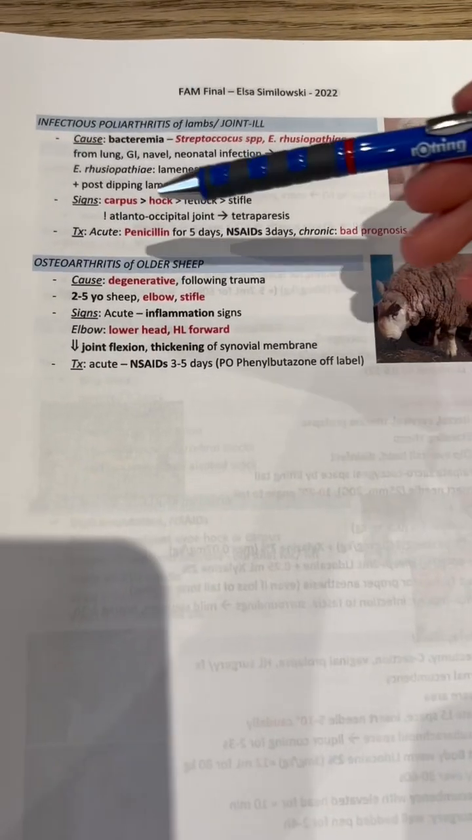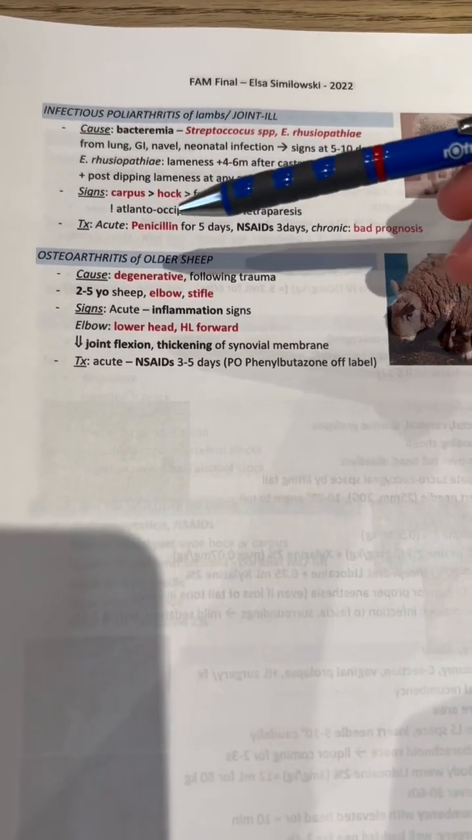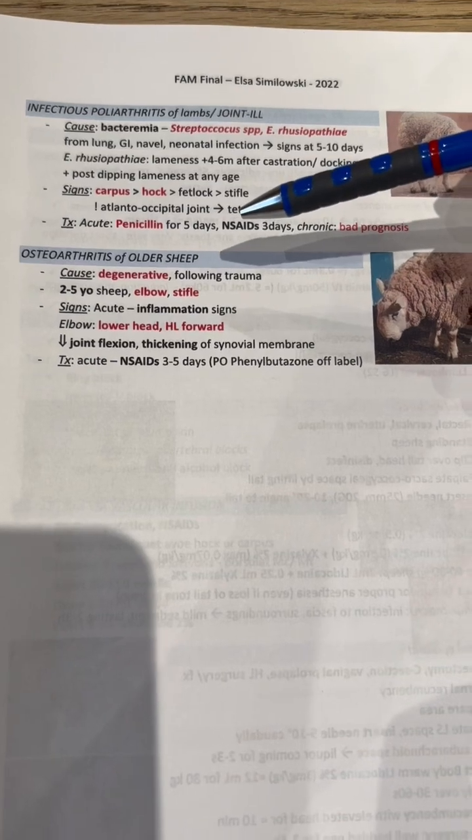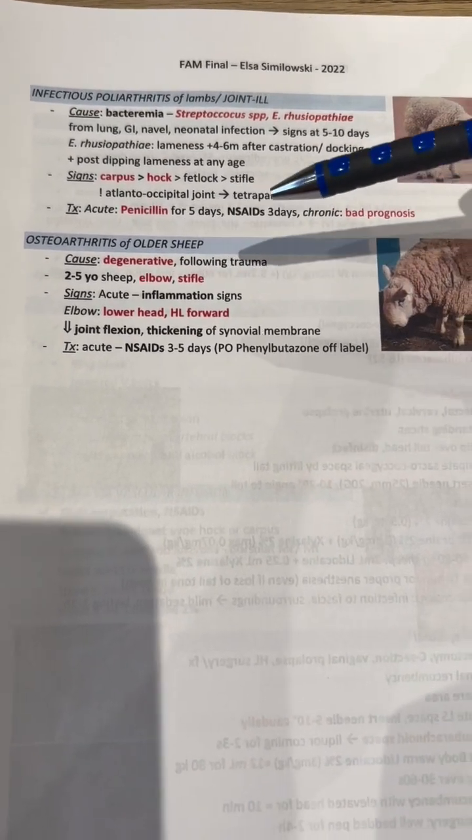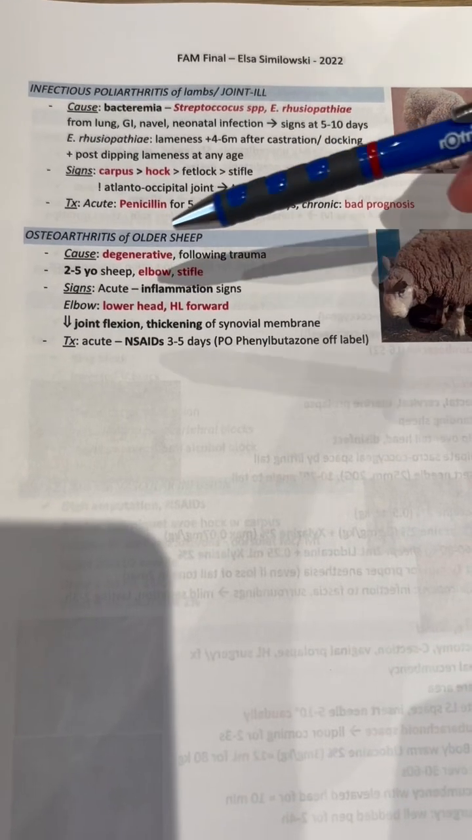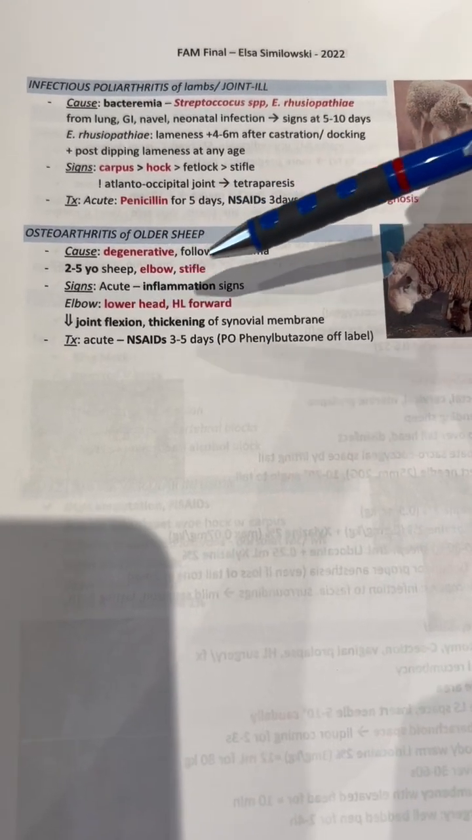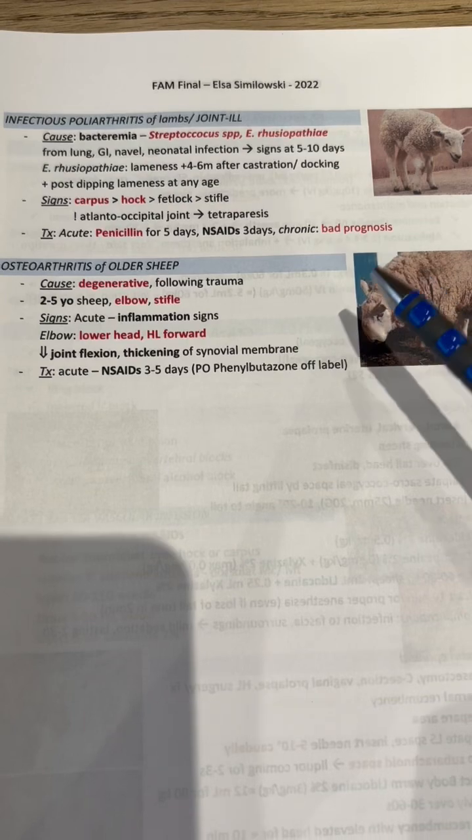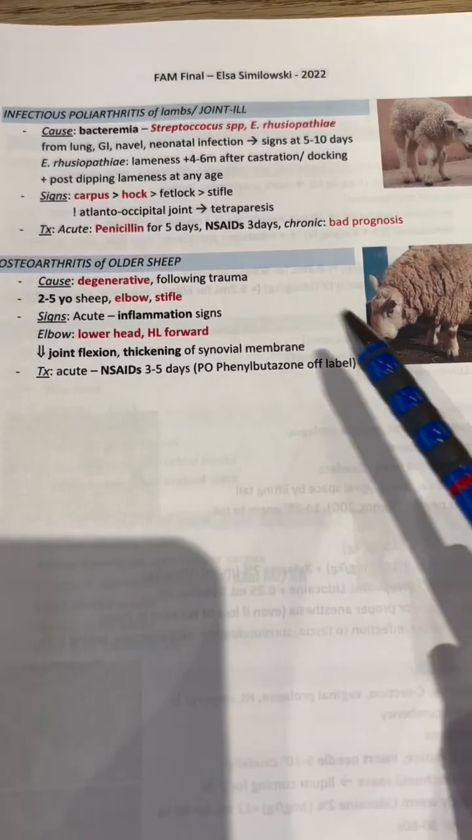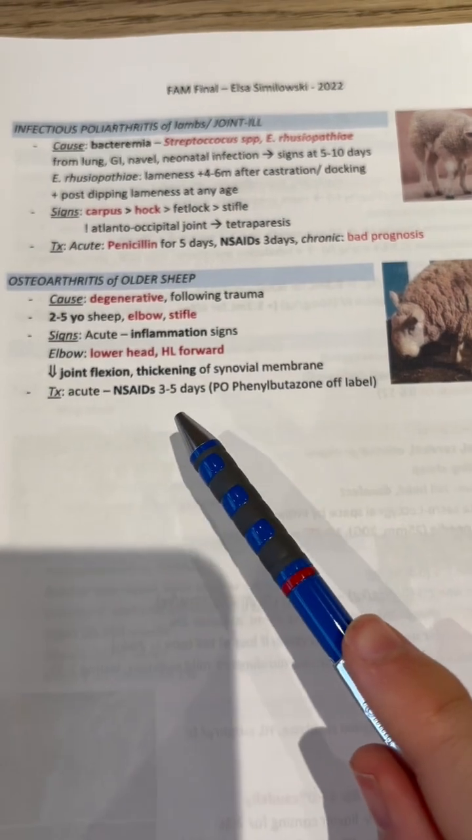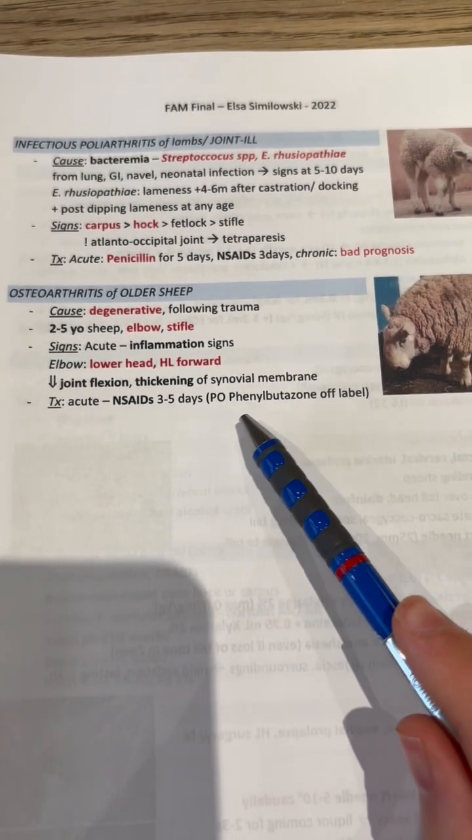For osteoarthritis in older sheep, the cause is a degenerative condition following trauma. It usually happens in the elbow or the stifle in sheep around 2 to 5 years old. When it occurs in the elbow, they'll have a lower head and the hind limb is forward. They also have decreased joint flexion and thickening of the synovial membrane. For treatment, give NSAIDs for 3 to 5 days. You can also give phenylbutazone off-label.